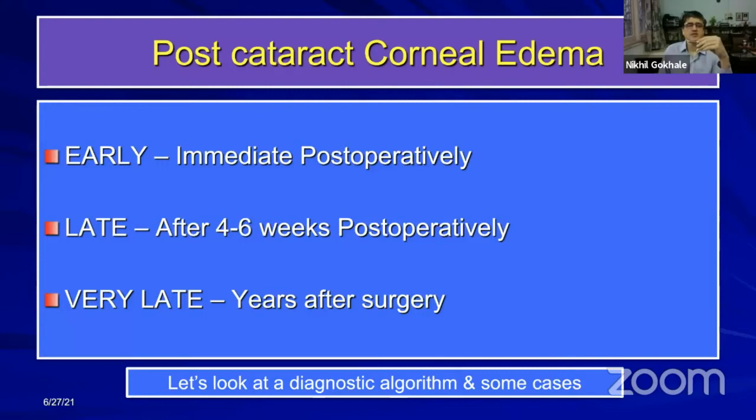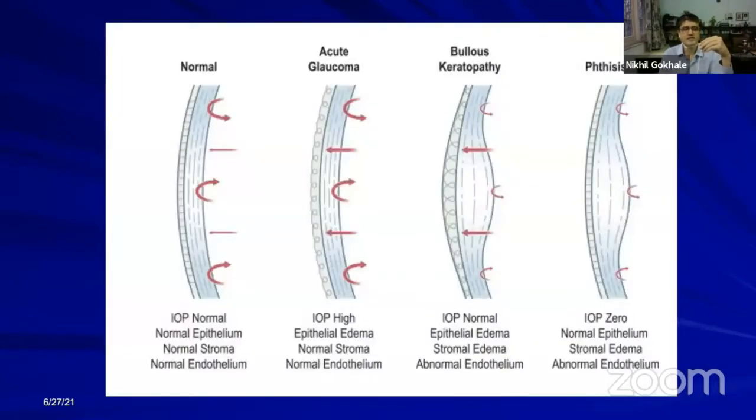So the first issue that I would discuss is that when we have patients who had cataract surgery and come with post-cataract corneal edema, some of these could come immediate post-operatively. We could also have late corneal edema, which comes a few weeks after surgery, and then we could have edema which may come years after surgery. So I'll show you some cases that I have managed in my clinic and look at some diagnostic algorithms on how to treat these patients. Before we start, a little bit about physiology.